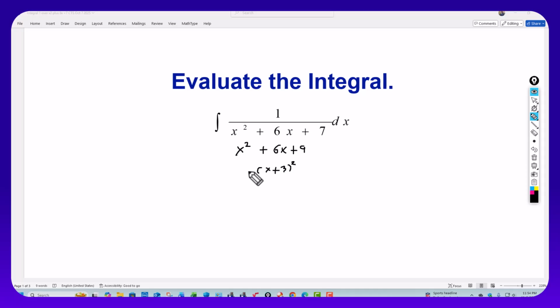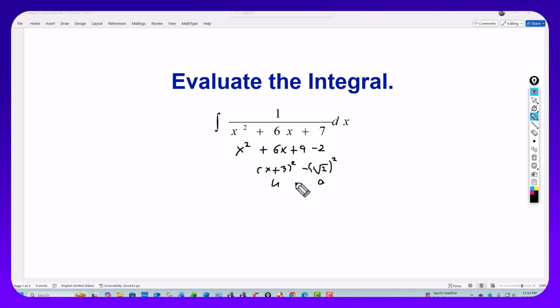The only problem is this is not the same expression I started off with. So what I have to do is put a minus 2 here. That's the same thing now. x squared plus 6x plus 9 minus 2 is 7. That checks out. And then I can rewrite the 2 as the square root of 2 squared. And now this could be u, and this could be your a. Square root of 2 is a.